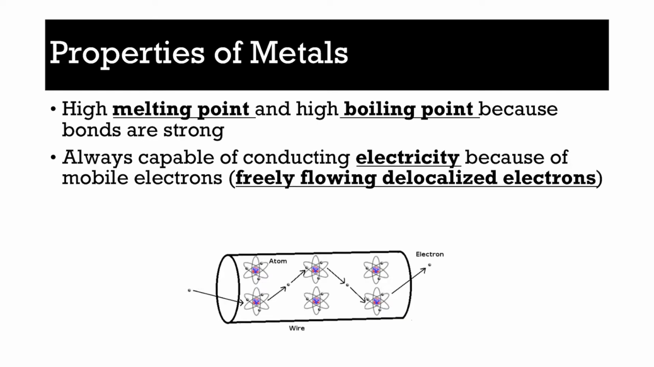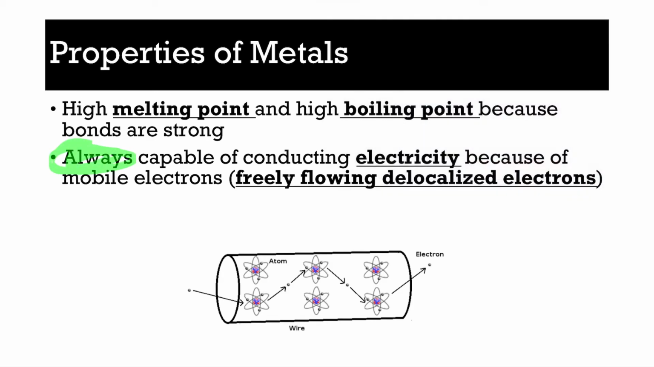Because of these sea of mobile electrons, you have very strong attractions between these bonds. So again, metals have these very high boiling and melting points. These metallic bonds are very strong, and they're capable of conducting electricity always. So here is a huge important fact: always.